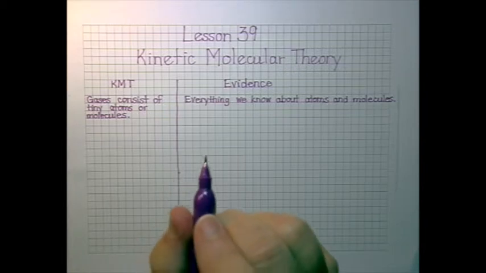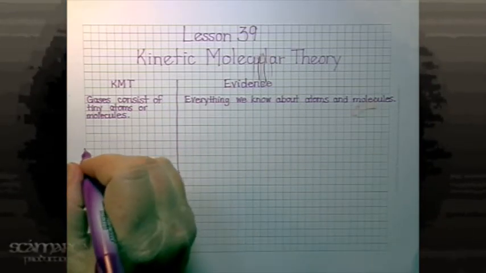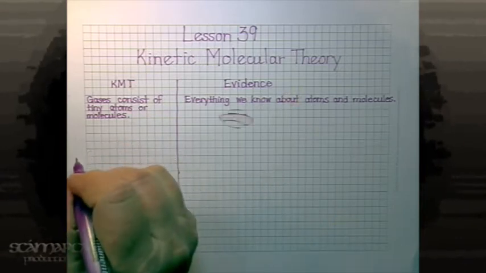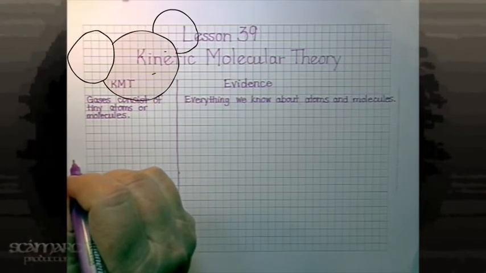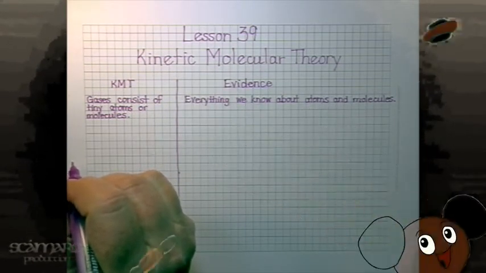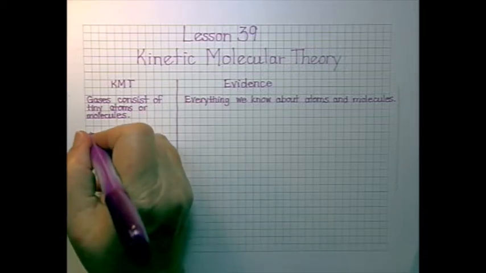All right, second point is that these particles are in constant random motion. They're moving in a straight line until they run into each other, or they run into the container or something, then they bounce off, and that this movement is fast.